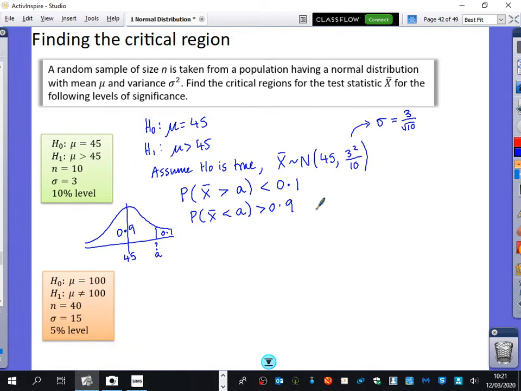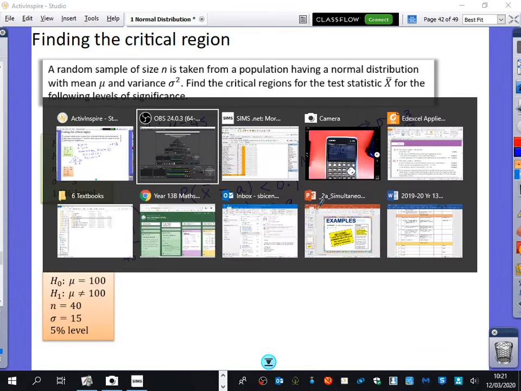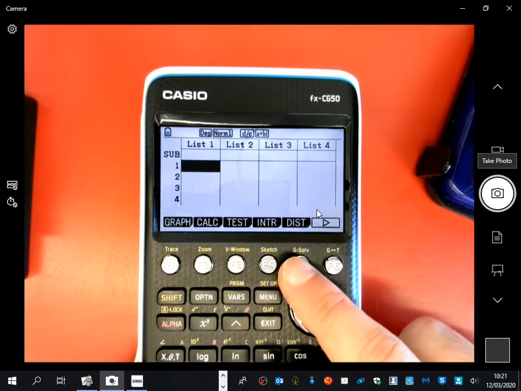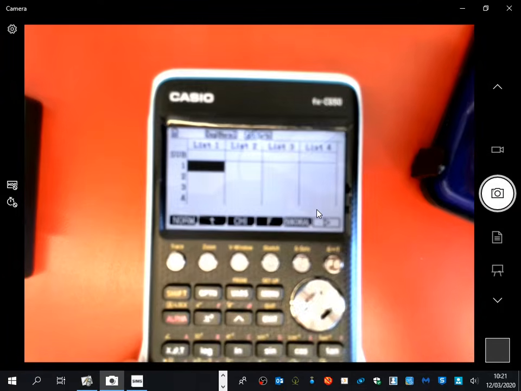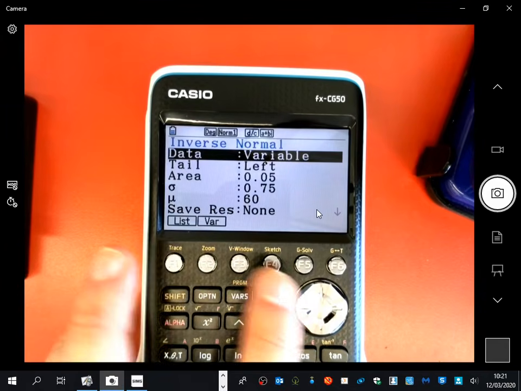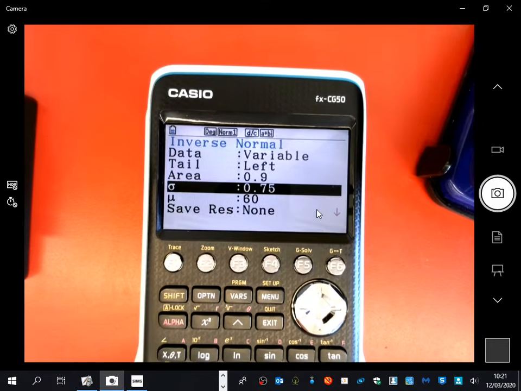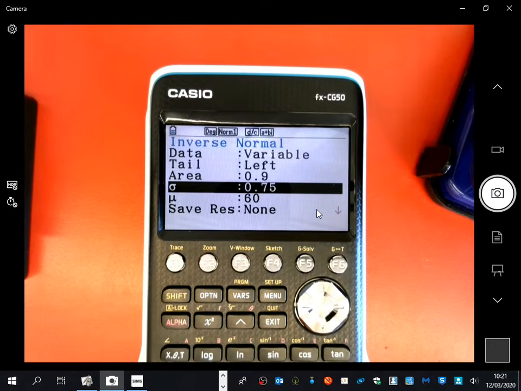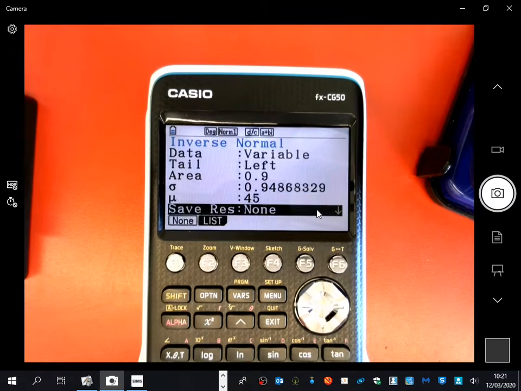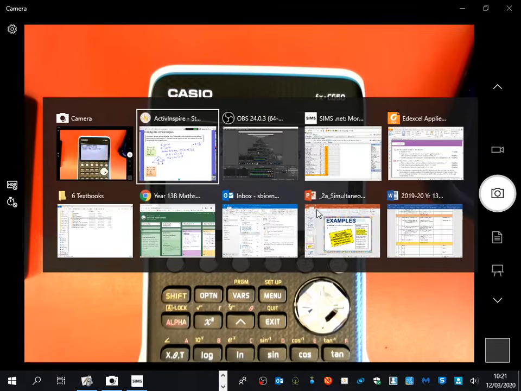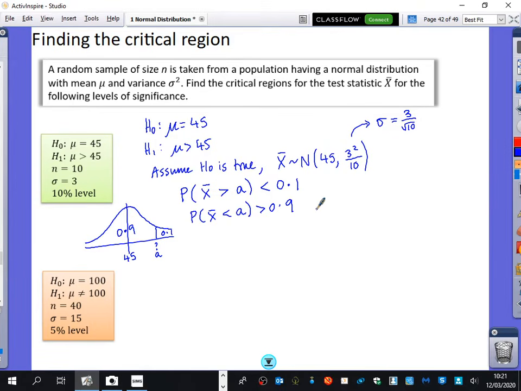So we'll go to the calculator and we'll fill this in. Okay, so this time, what do we have to use on the calculator? Inverse. The inverse, good. So we'll go normal, inverse. We're going to do the left tail of 0.9 because that's what everyone's calculators have. The standard deviation, was it 3 over root 10? Yeah. 3 over root 10, and the mean was 45? Yeah. And so we get 46.2. So we get that A is equal to 46.2.